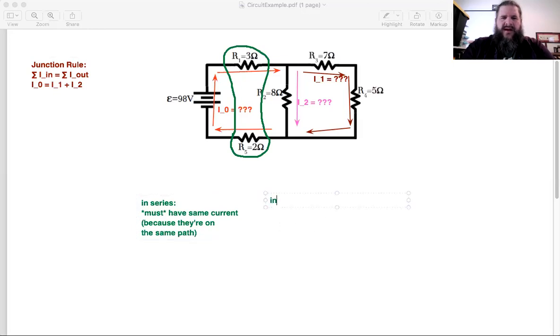Whereas in parallel, what has to be the same? If you got two resistors in parallel, they have to have the same what? Yeah, they've got to have the same voltage, specifically the same delta voltage. And that's ultimately because they're not on the same path. They're two or more paths that start at the same high voltage and end at the same low voltage.